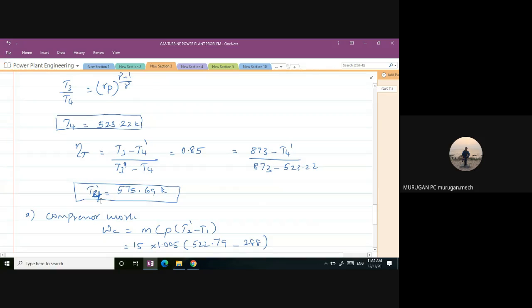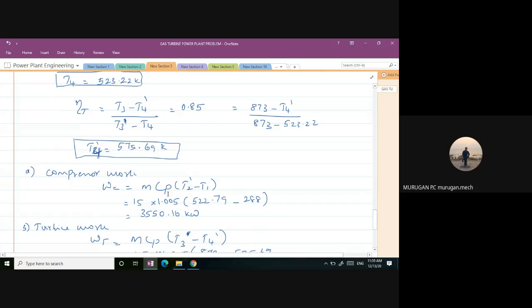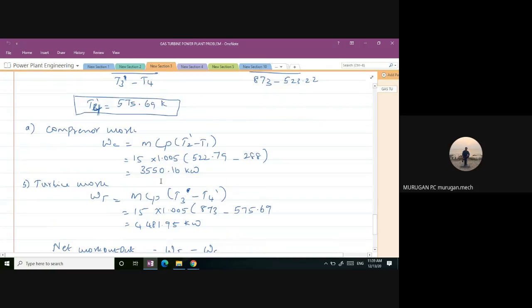And after finding out T2 dash, T4 dash, T2 and T4, we can easily find out the compressor work. The compressor work can be given by the formula m Cp of T2 minus T1, that is m Cp delta T. In the previous problem, the mass flow rate was not given. In this problem, they have given the mass flow rate, that is 15 kg per second. So we are implementing the data in the given problem. Using the formula, we relate that 15 into 1.005 into T2 dash, which we obtained previously, minus T1.